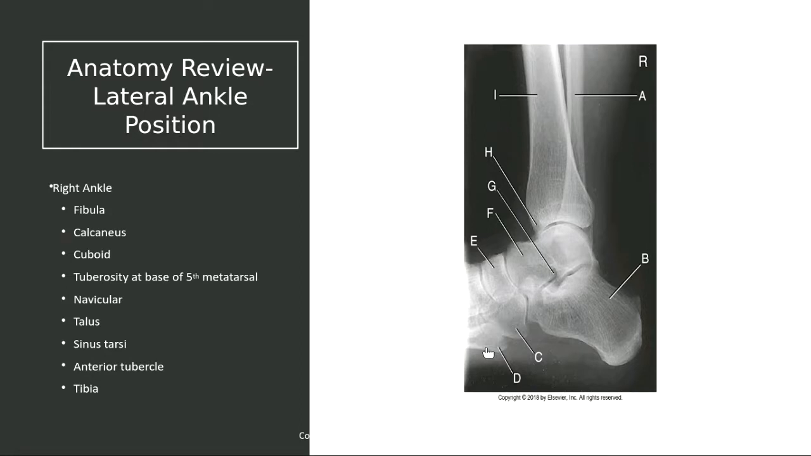So again, it's important to visualize when we do an ankle. You don't want to come in so tight with your collimation that you clip that, because that has to be demonstrated in there. E is the navicular bone. F is the talus. G, this is the sinus tarsi right here. H, this is the anterior tubercle. And then I, this is the tibia.